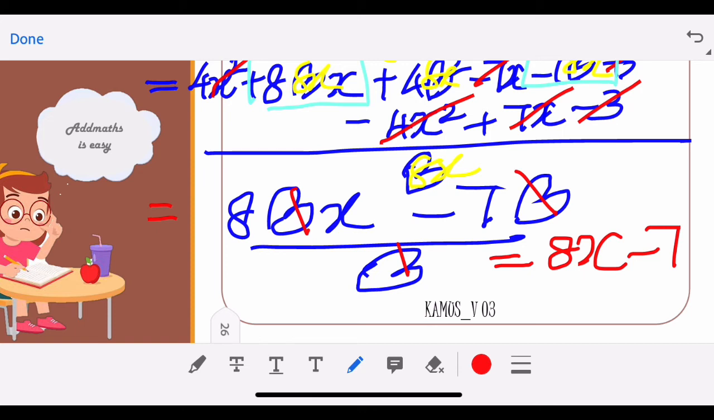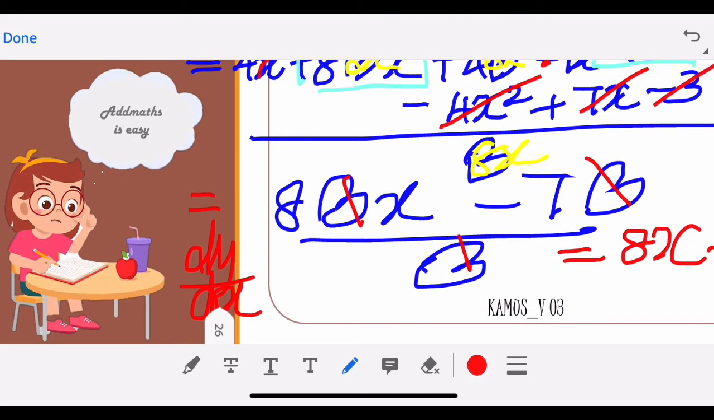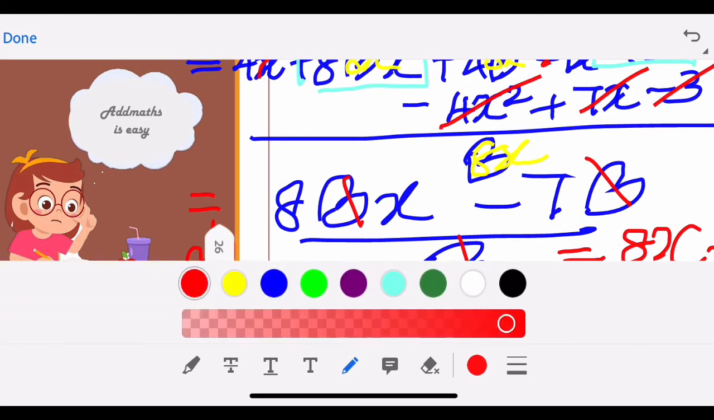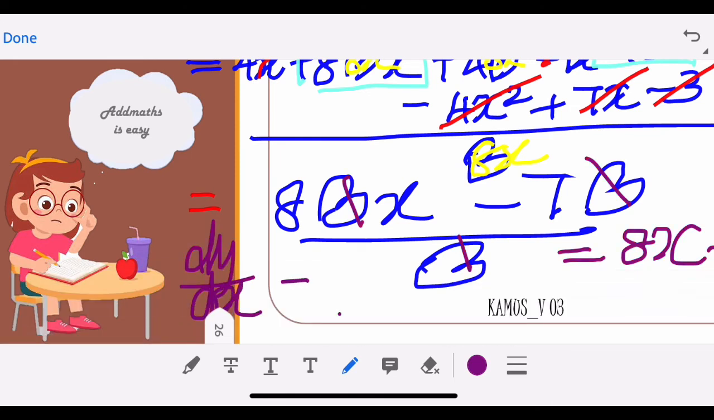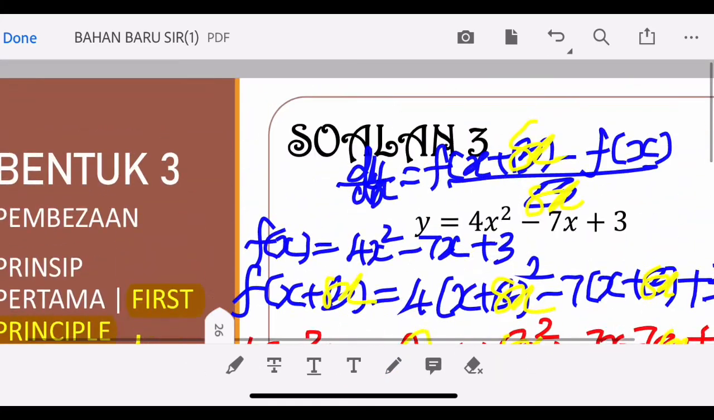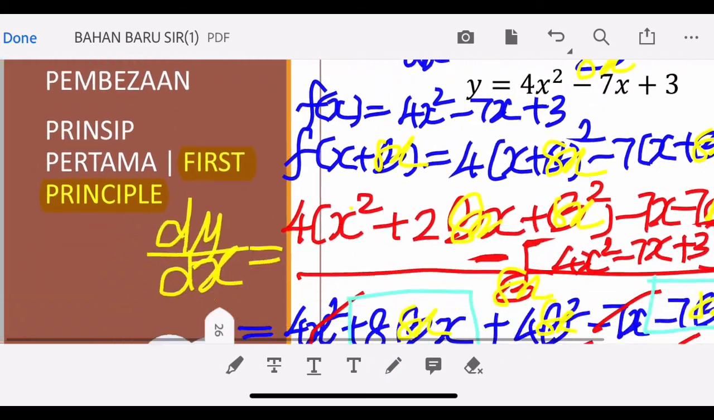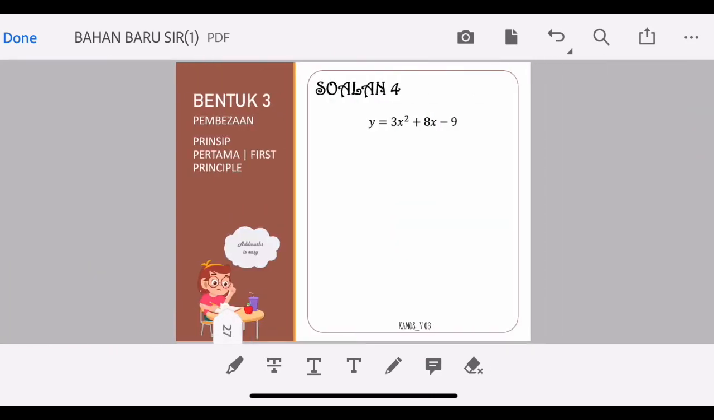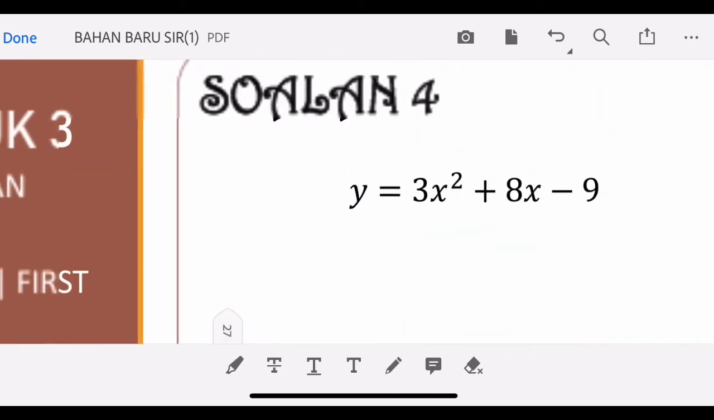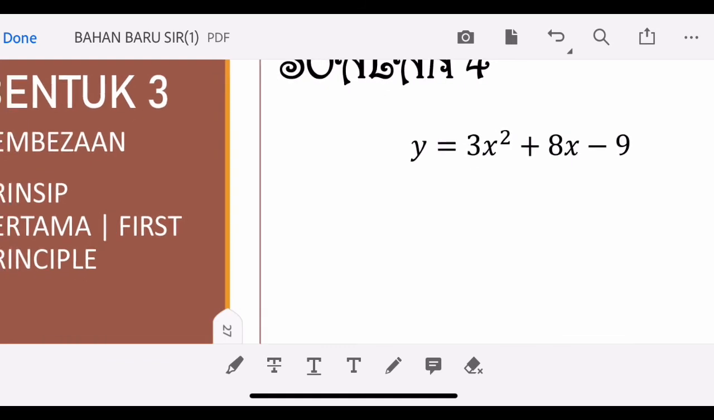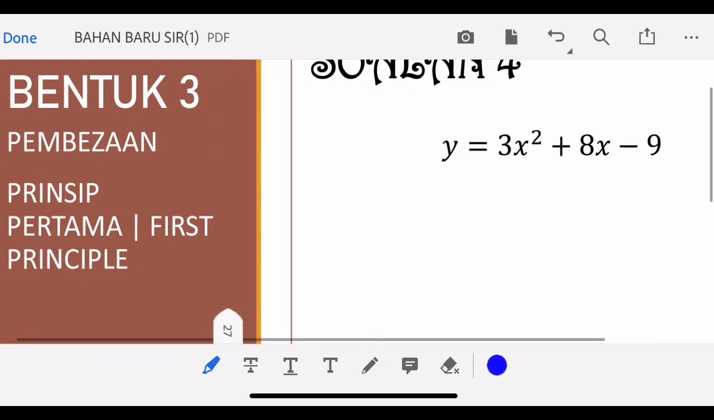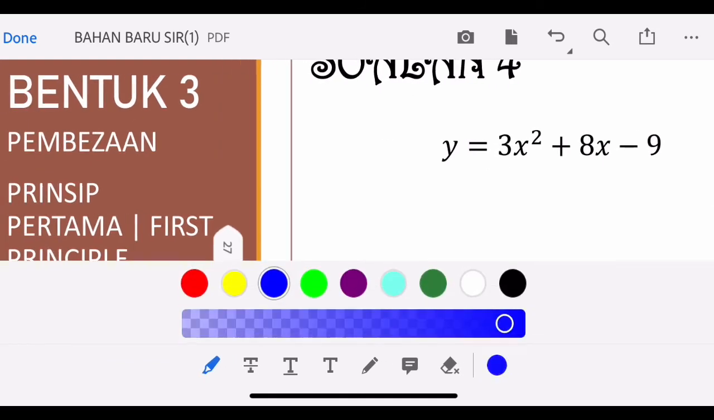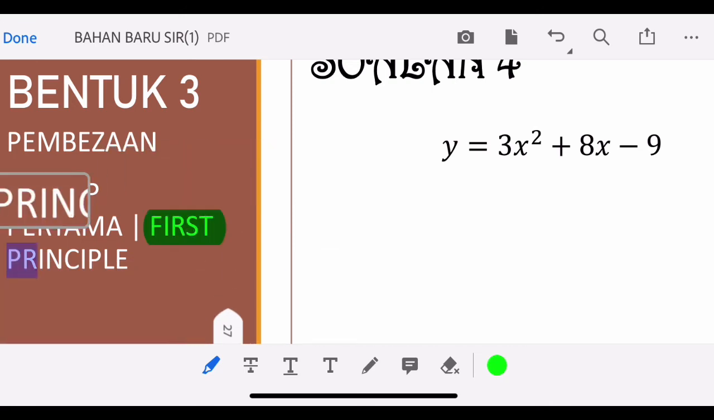Alright, so I think I need to discuss one more question so that you are aware how to use the first principle. Just now, in the question we used a delta shape, right? Finally, you have to replace the delta shape with delta x. Okay, now I'm going to discuss one more. This one, y equals 3x squared plus 8x minus 9. So let's see how to do this one.